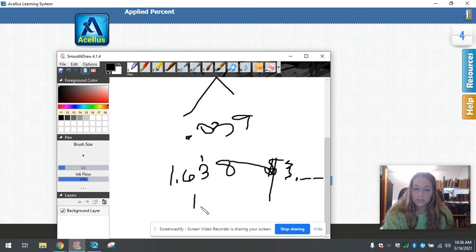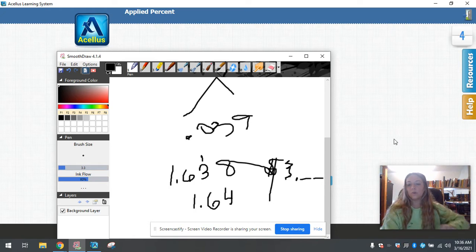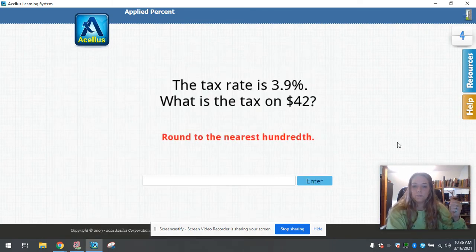So I'm getting taxed $1.64 on my $42 jeans. When I go to ring these up, the cashier is not going to tell me, okay, you owe me $42, that'll be cash or card. She's going to tell me that'll be $43.64. But it just asks the tax rate, not the total amount. So 1.64.